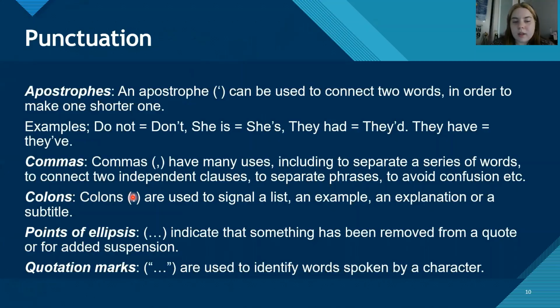Colons are used to signal a list, an example, an explanation, or a subtitle. A point of ellipsis, which are these three dots here, are used to indicate that something has been removed from a quote or for added suspension. And then quotation marks, which are these two here, are used to identify words that are spoken by a character. So those are really important to use during your narrative writing piece.